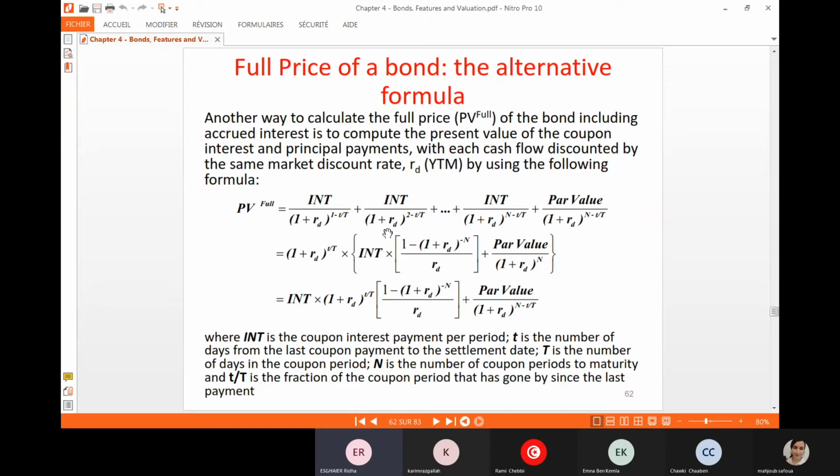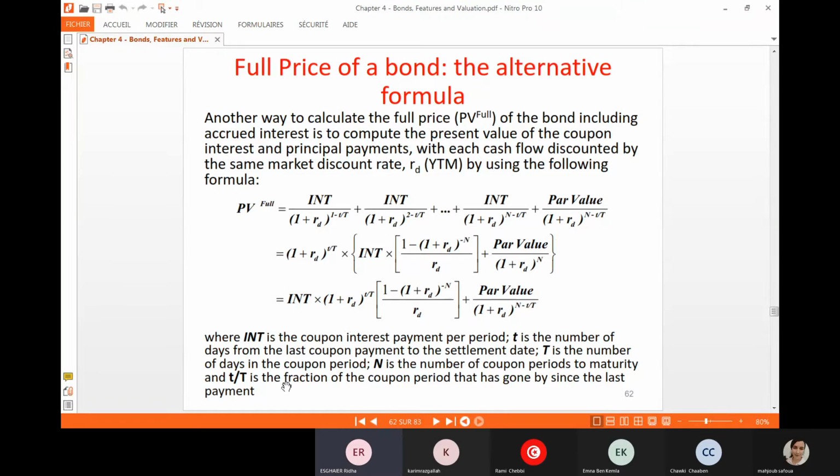If you want to apply or compute the full price directly, you can use the alternative formula. Simply it will allow you to directly compute the full price. Then you subtract from this full price the accrued interest to get the clean price. But here, of course, you need to determine T and capital T, the number of days between the previous coupon payment date and the desired date, and the total number of days during the period.